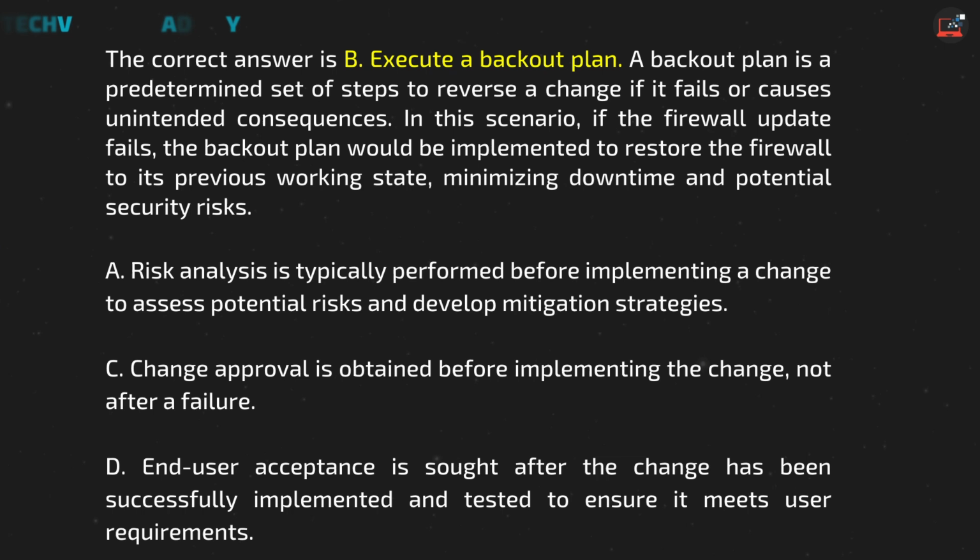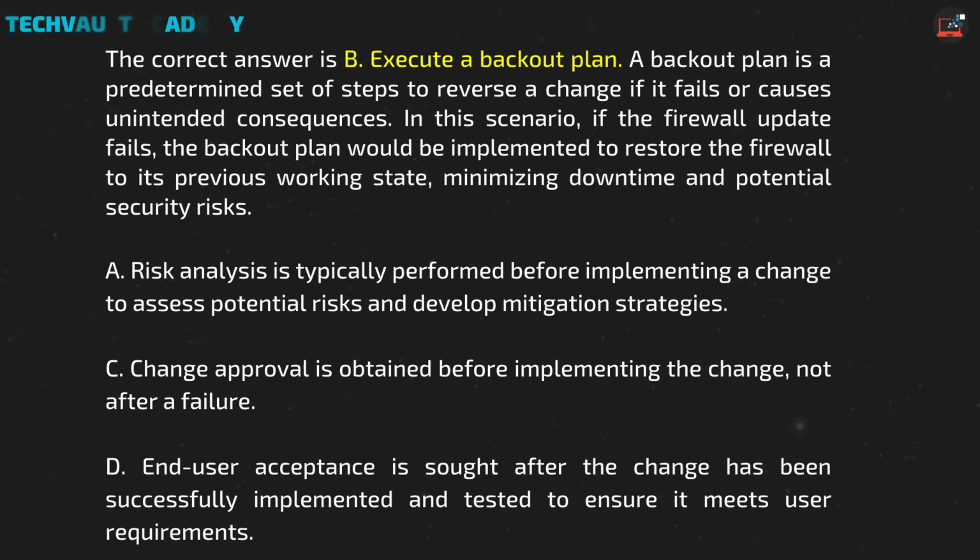The correct answer is B. Execute a backout plan. A backout plan is a predetermined set of steps to reverse a change if it fails or causes unintended consequences. In this scenario, if the firewall update fails, the backout plan would be implemented to restore the firewall to its previous working state, minimizing downtime and potential security risks.